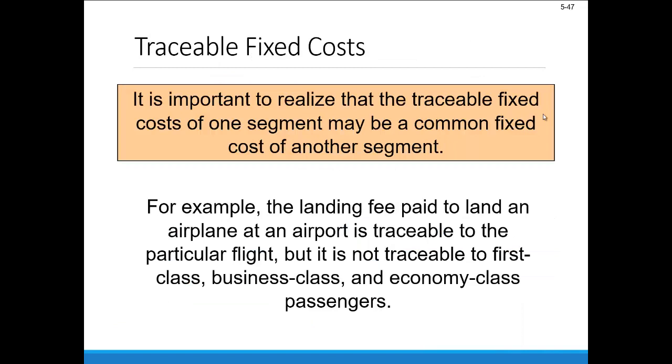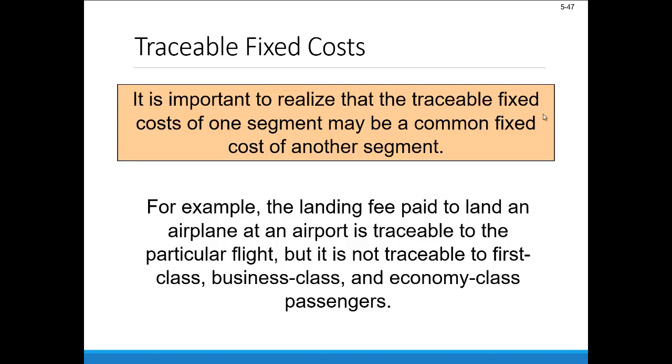It's also useful to note here that the traceable fixed cost of one segment might be a common fixed cost of another. So for example, airlines pay landing fees to airports to land different flights. The landing fee paid to land an airplane at an airport is traceable then to a particular flight, but it's not traceable to first class, business class, and economy class passengers.